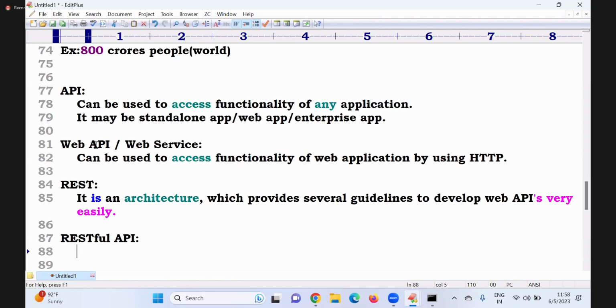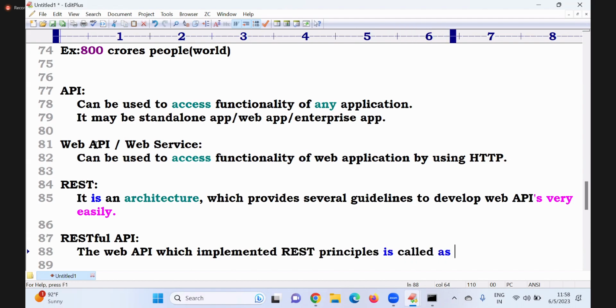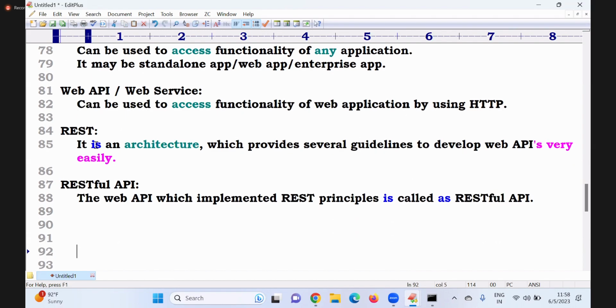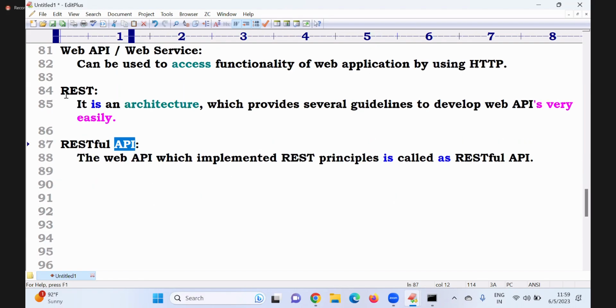Fourth one, RESTful API. What is RESTful API? The web API which is implemented with REST principles is called RESTful API, because by using REST architecture, I am implementing APIs. That is why it is a RESTful API. That's why I don't want to start directly with REST API. Without REST, I'm implementing APIs first. After that, the same process I can implement with REST.